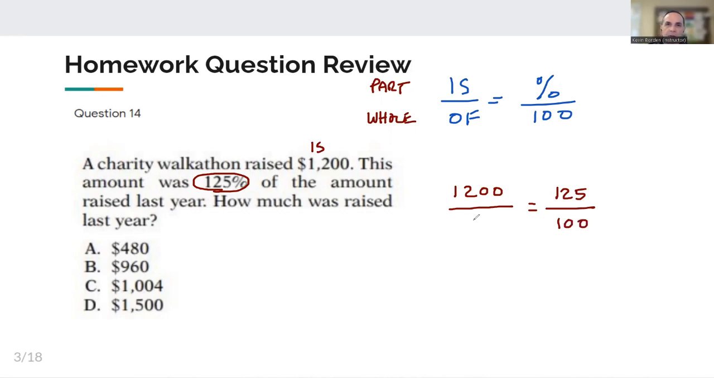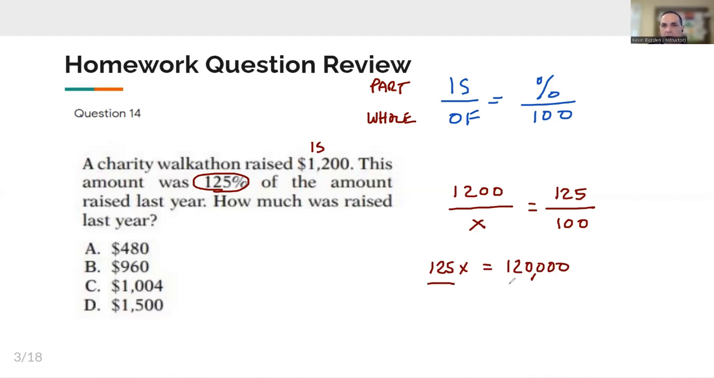So we have 125 and 100 always goes there. That means we are missing the of. So we put our x there. And then we cross multiply. X times 125 is 125x. I always prefer to put the number first, is equal to 1,200 times 100. Now, I would recommend when you're doing that part of the cross multiplication, just put it in your calculator. 1,200 times 100 is 120,000.